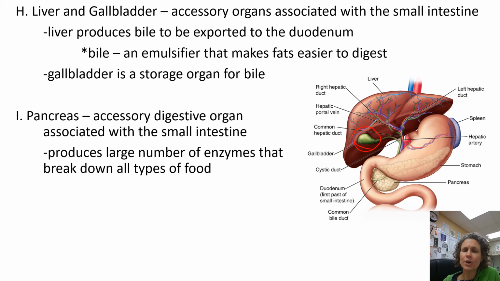Then we have the pancreas, and this picture shows it. So here's your stomach right here, and then your pancreas looks kind of like, I don't even know what I want to say it looks like. I won't say, but it's kind of back behind the stomach. And this is another organ that produces enzymes, and this one helps you break down all types of food.